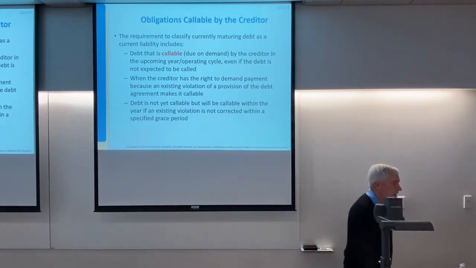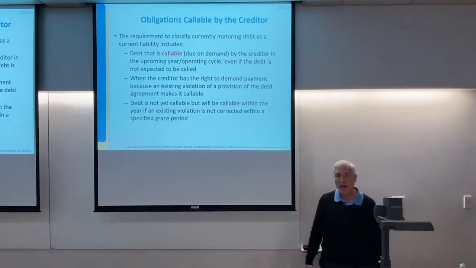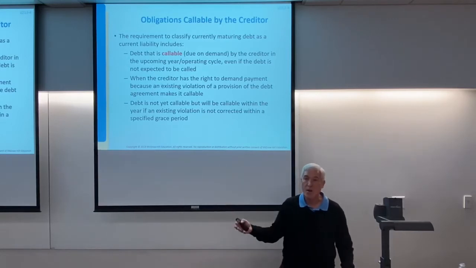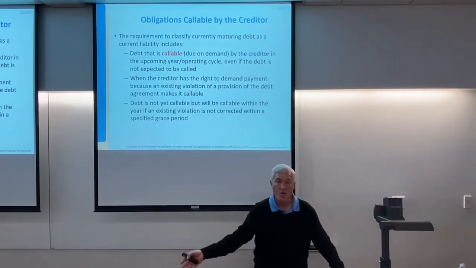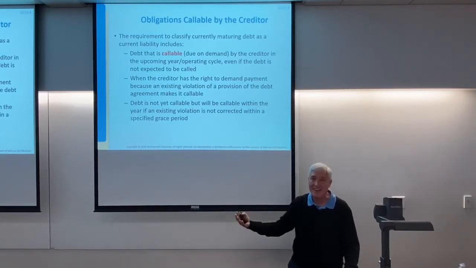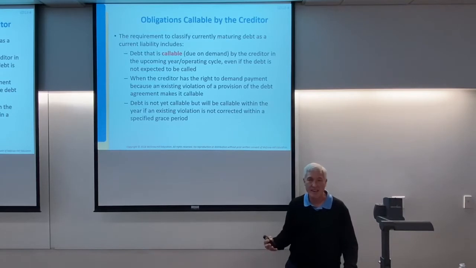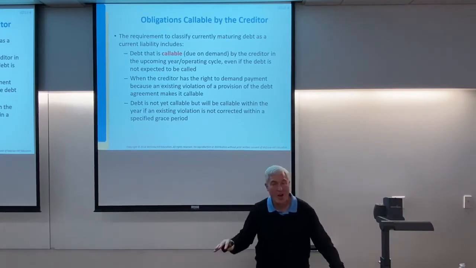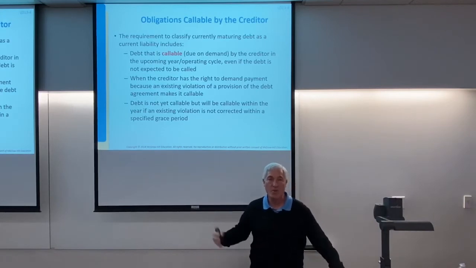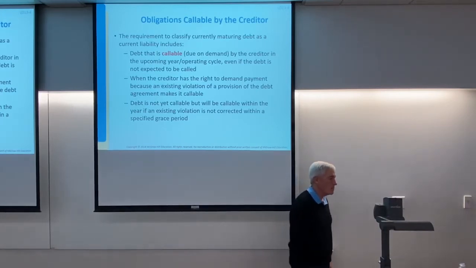So if the debt is callable in the next year, even though the term might be longer than a year, but if the creditor, whoever we owe this money to, could call this debt in the next year, I have to move it into current. Because it may not go that way, but it could be that I am forced to pay it in the next year because it's callable by the creditor.